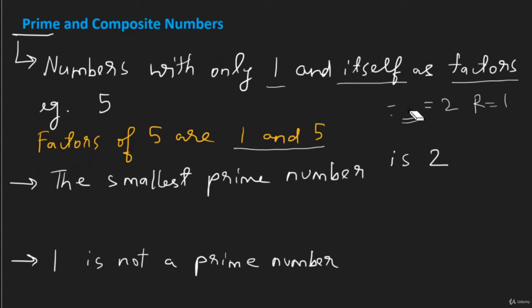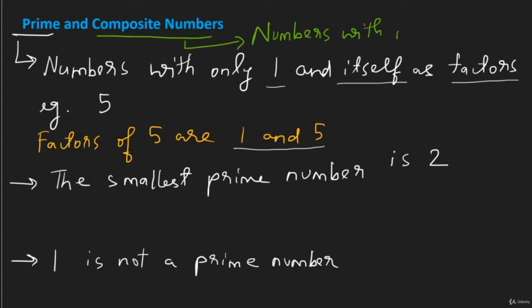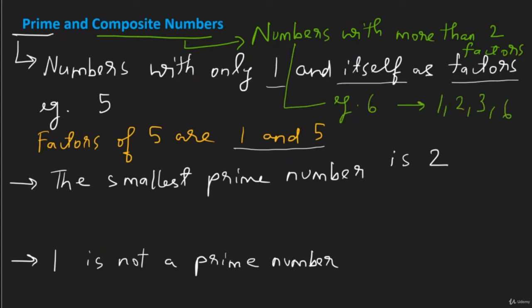Let's see what we mean with composite numbers. So composite numbers are nothing but numbers that have more than two factors. Anything that's not prime and is not 1 will be a composite number. Alright, let's take an example. Say let's take the number 6 and let's think of what are the numbers that will divide 6 perfectly. You will see that 6 has 4 factors: 1, 2, 3 and 6, right?